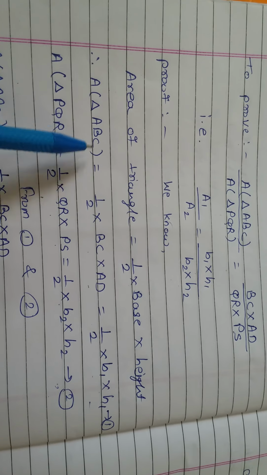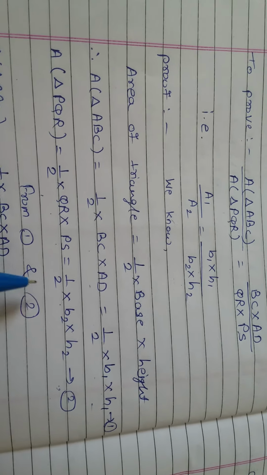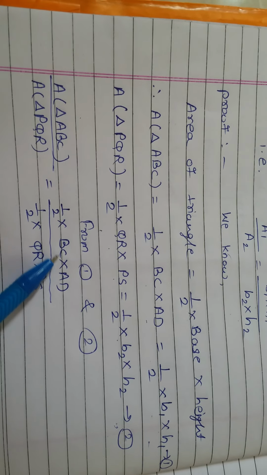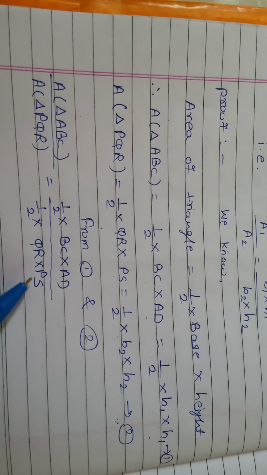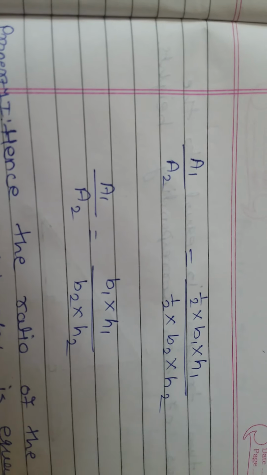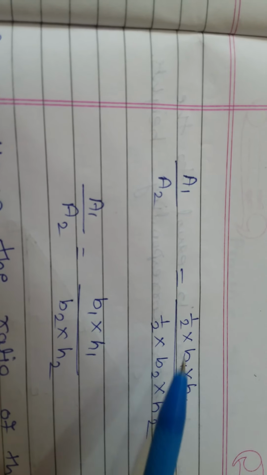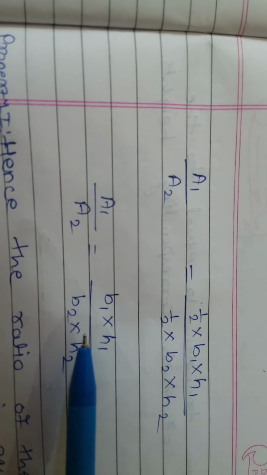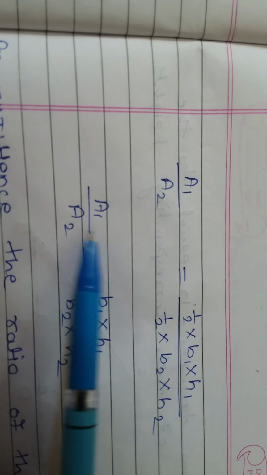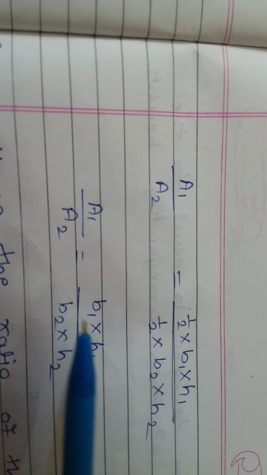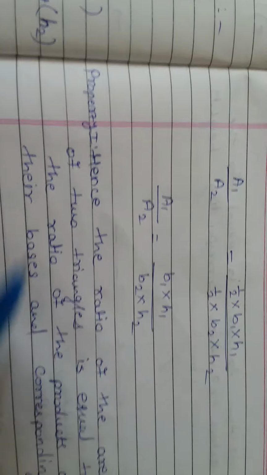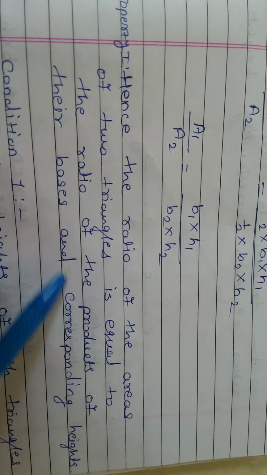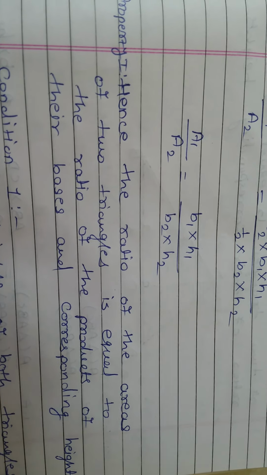Now we have to take the ratio of the areas of these two triangles from 1 and 2. After taking the ratio, here we get 1 by 2 into BC into AD divided by 1 by 2 into QR into PS. That is A1 upon A2 which is equal to half B1 into H1 upon half B2 into H2. Here half gets cancelled, and here we get the ratio of areas of two triangles is equal to the ratio of product of their corresponding bases and heights. Hence the property says that the ratio of the areas of two triangles is equal to the ratio of the product of their corresponding bases and heights.